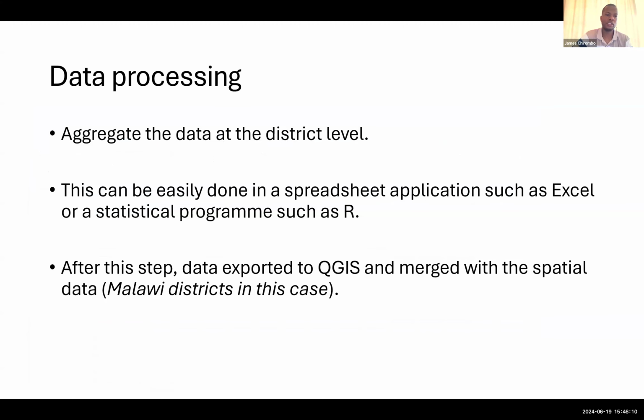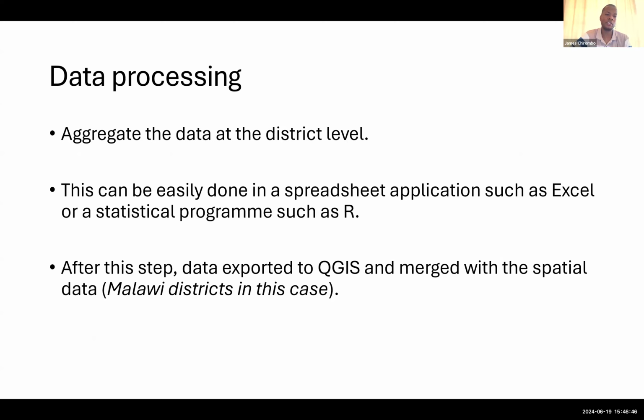So the first thing that we did was just to aggregate the data. As it is, each row represents a single case, but we want an aggregate of all the cases at the district level. You can easily do this in any application, whether it's Excel or a statistical program such as R, to group and summarize the data. Then you can export it to QGIS and merge it with the underlying spatial data that you have from your sources.